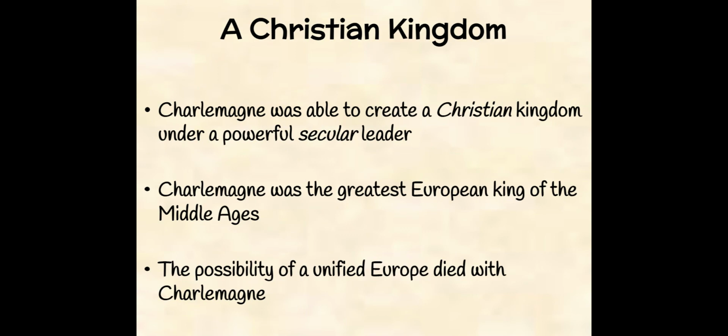All right, so to recap, this was a Christian kingdom. Charlemagne was able to create a Christian kingdom under a powerful secular leader. Charlemagne was the greatest European king of the Middle Ages, and the possibility of a unified Europe died with Charlemagne. He wasn't able to complete what he was starting, but the stuff that he was putting together was a great idea in theory if it would have continued.